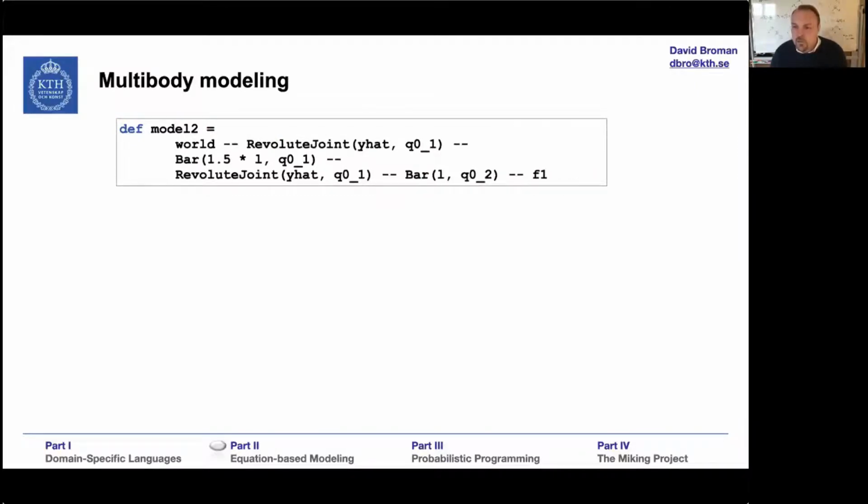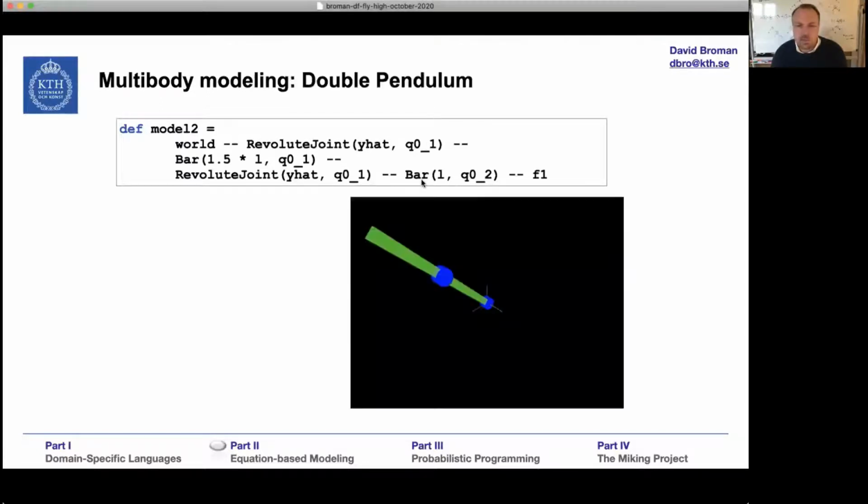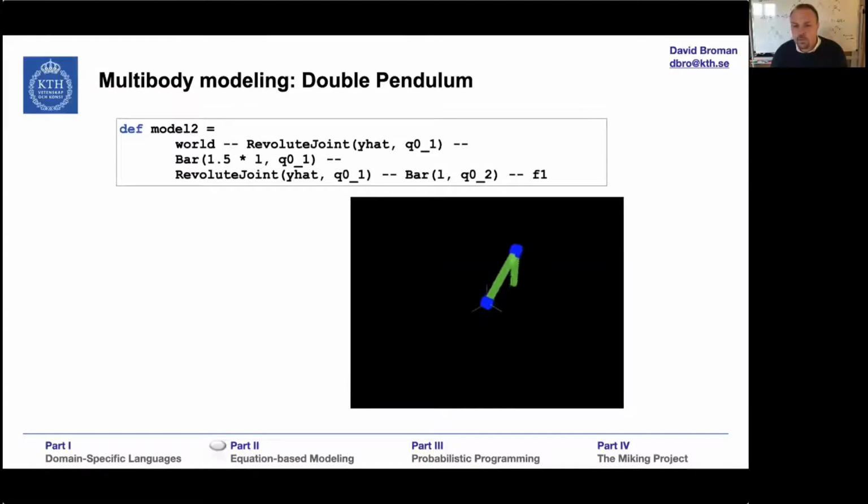Okay, so here's another model. Since this is over Zoom, it's kind of hard to be interactive, but maybe you can think a little bit about what this model is. If you just look at the code here, the programmatic model, what is it? You have some joint, some bar, joint again, some bar, right? What can it be? Well, it's a double pendulum, right? I just connected two bars in series. And this is actually a pretty fun model. If you've seen double pendulums before, it has a very chaotic behavior. The initial values can change the trajectory considerably.